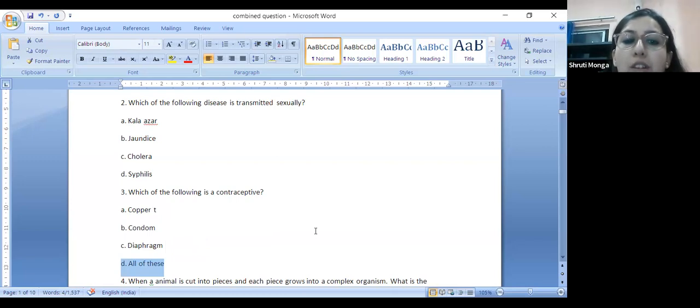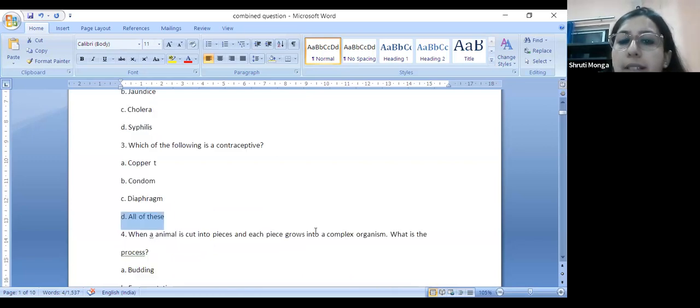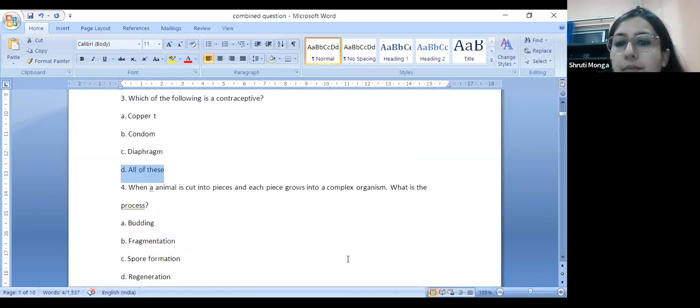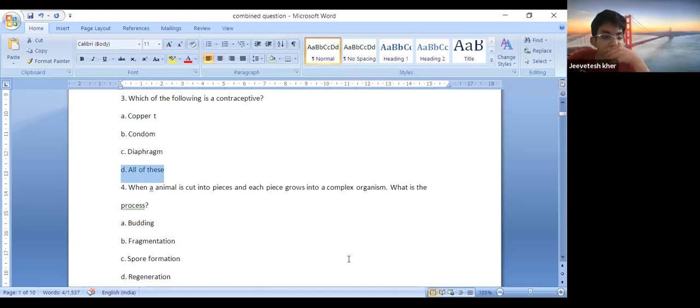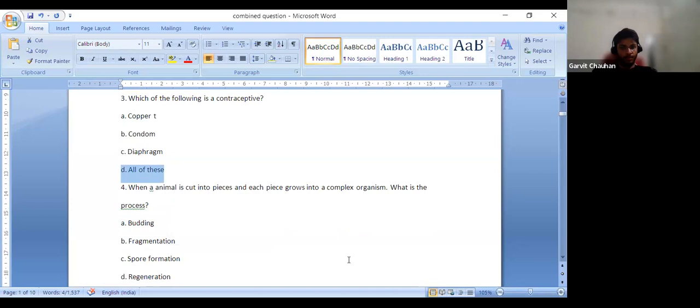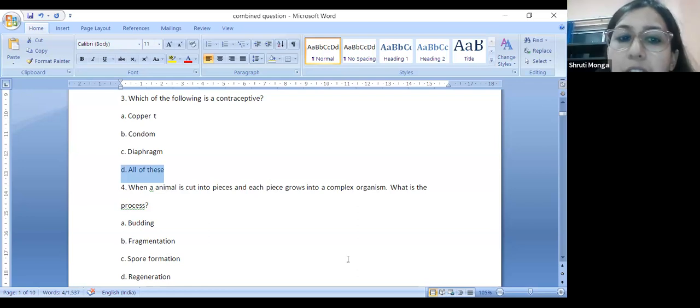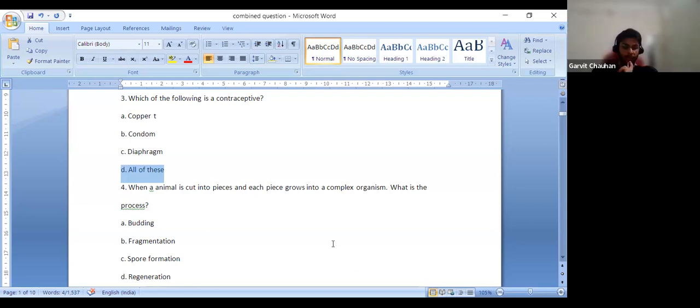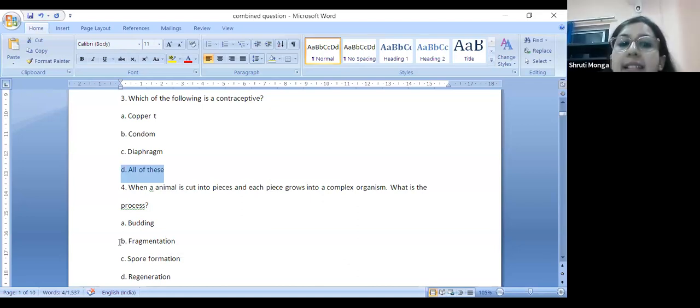Read this question number 4. When an animal is cut into pieces, each piece grows into a complete organism. What is the process? Yes, Jitesh. Is it regeneration? Okay, Ishan. Ma'am, D. Sorry. Ma'am, B, fragmentation. B. And Garvit? I also think B only. B. Yes, it is fragmentation.